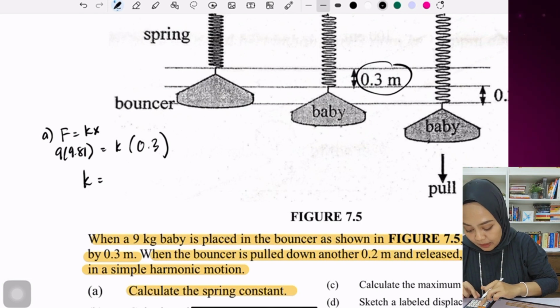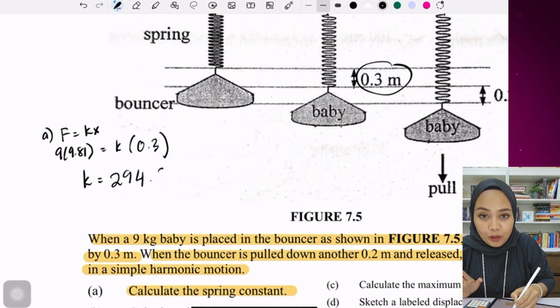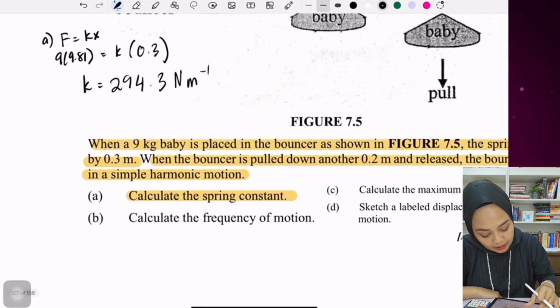So 9 times 9.81 divided by 0.3, that would be 294.3 Newton per meter. Don't forget the unit. Okay, that's question A.